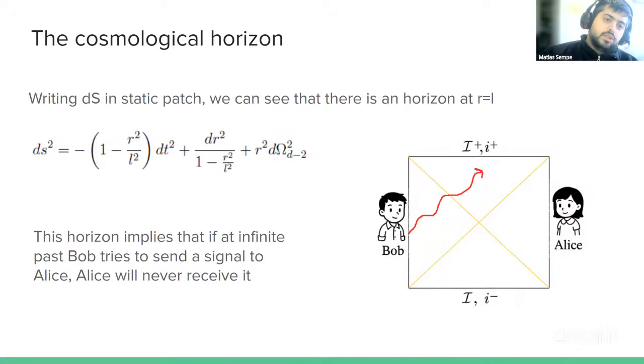So, the cosmological horizon. The cosmological horizon can be seen in de Sitter when we write it in a static patch. In the static patch, we can see that there is a horizon at R equals L. Usually we take L equal to 1, so the horizon is at R equals 1. This horizon means that if we have Bob and Alice in de Sitter, one on each side of the spatial sphere, and Bob tries to send a message to Alice, it will not reach her, unless Bob starts the message at infinite past and Alice receives it at infinite future. So in concrete terms, she will not receive it in finite time.